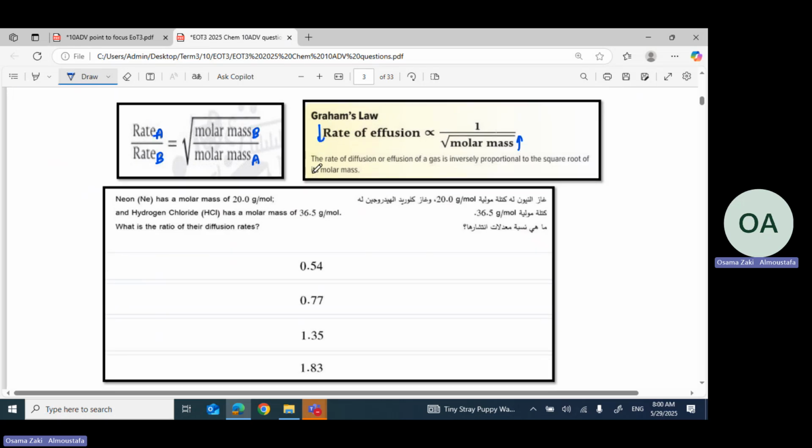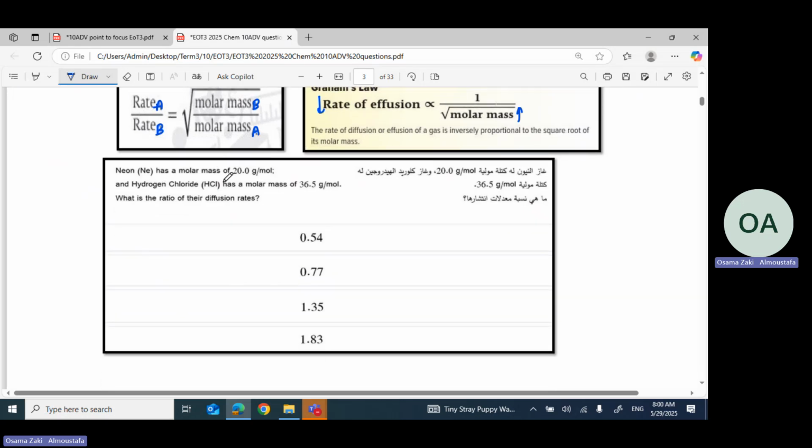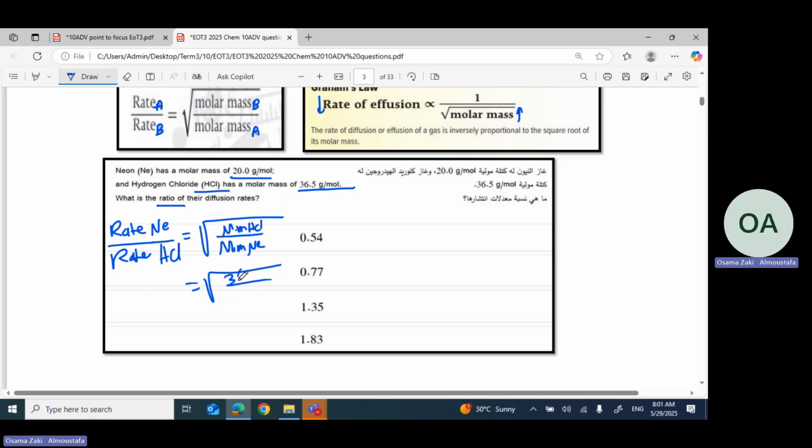Okay, so the first question, neon has a molar mass of 20 gram per mole and HCl 36.5. What's the ratio of their effusion? So we have rate over rate. The first one is Ne. The second one is HCl, equals square root of molar mass of the second one, which is HCl, over molar mass of Ne. So square root of molar mass HCl 36.5, molar mass Ne 20. You can use your calculator to find the answer.